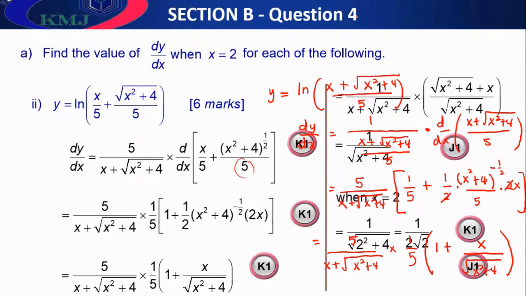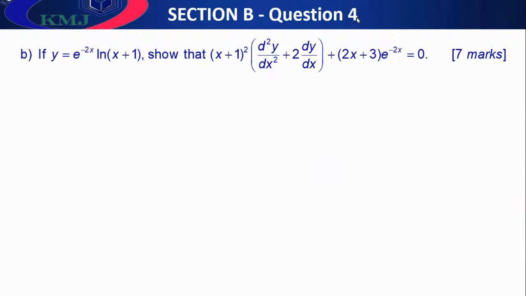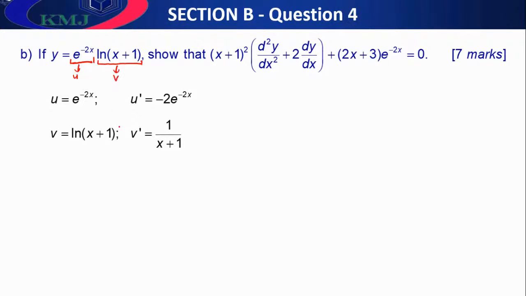All right, so question 4b. If y equals e^(-2x) ln(x + 1), show that (x + 1)² d²y/dx² + 2 dy/dx + (2x + 3)e^(-2x) equals 0. First thing first, we need to use the product rule. Why? Because we have two different functions here. We have exponent and then we have ln. So this will be our u and this will be our v.